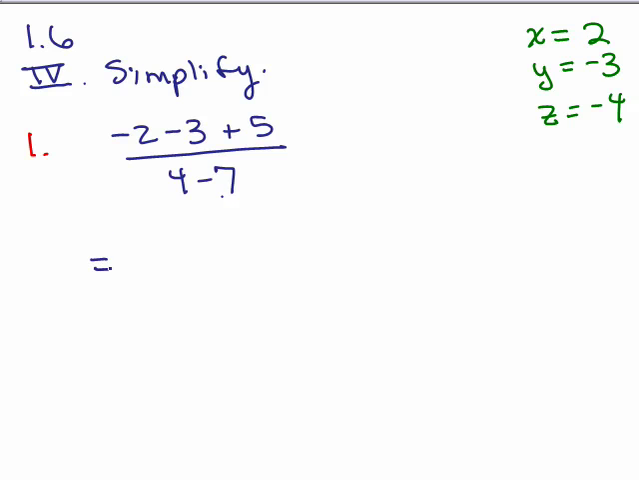So let's do the first one. We have a fraction, just numbers, so we simplify the numerator and denominator. The numerator, -2 minus 3 is -5 plus 5. Well, that's 0. And 4 minus 7 is -3. And anytime you have a 0 in the numerator divided by a non-zero number, that means 0 divided by -3 is simply 0. So that's the answer to that one.